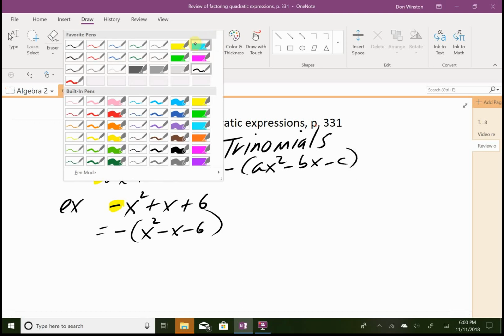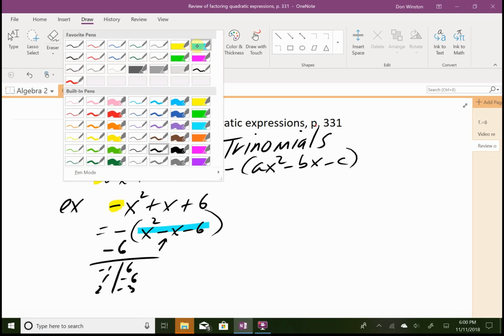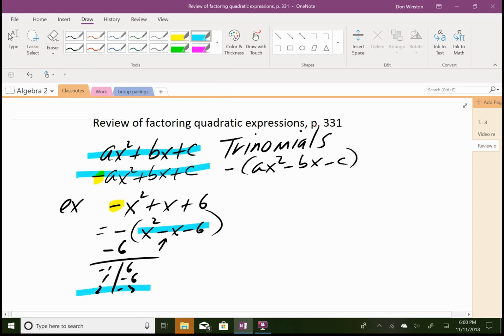Now this problem just becomes a traditional factoring trinomial problem. So we want to find factors of negative 6 that add up to negative 1. We have a couple of possibilities. We have negative 1 and 6. We have 1 and negative 6. That still doesn't add up to negative 1. We have 2 and negative 3. Alright, so that does it. 2 and negative 3 will add up to negative 1.